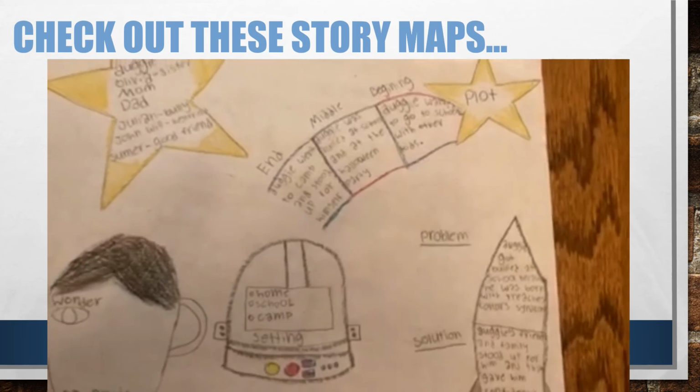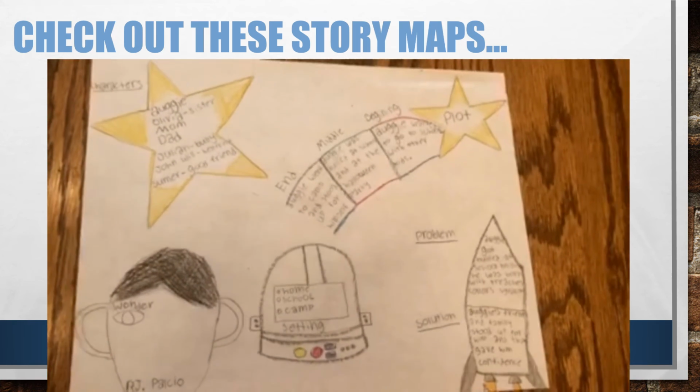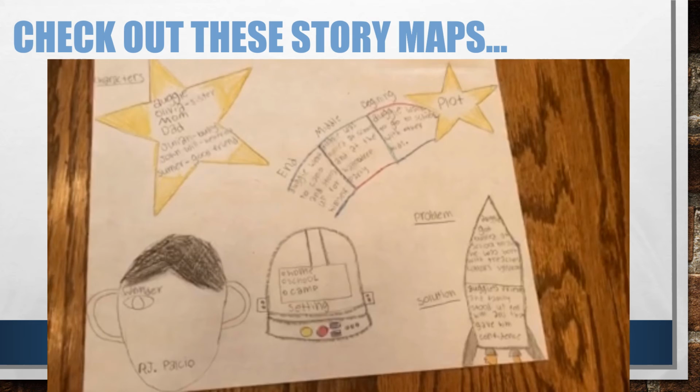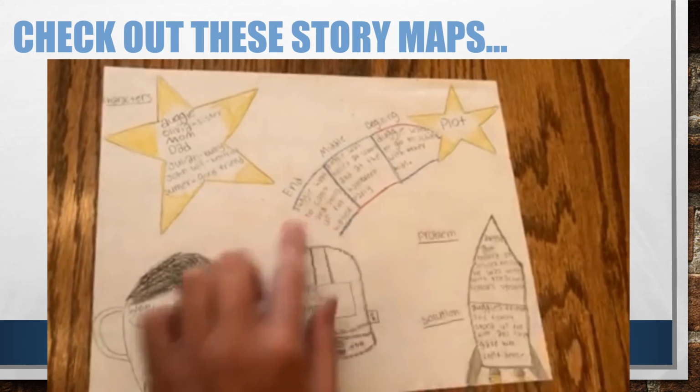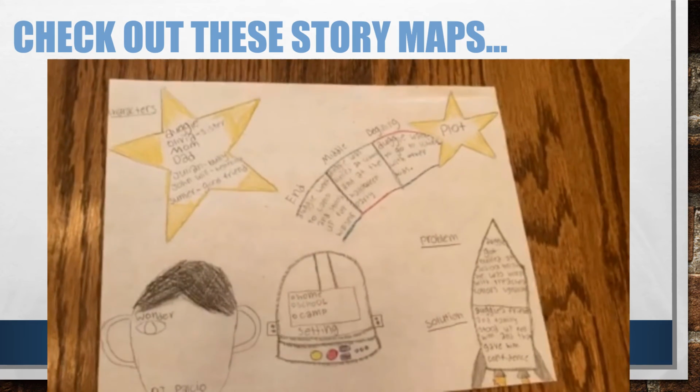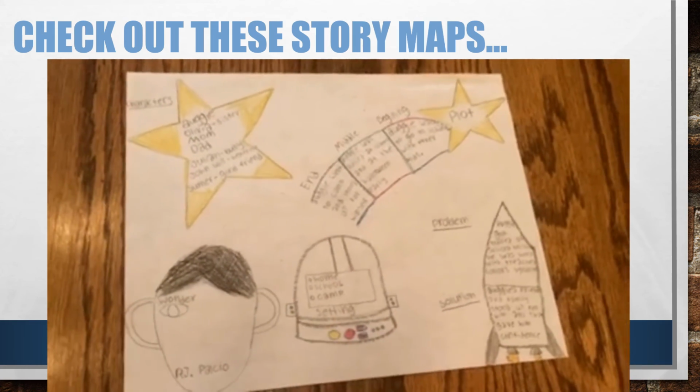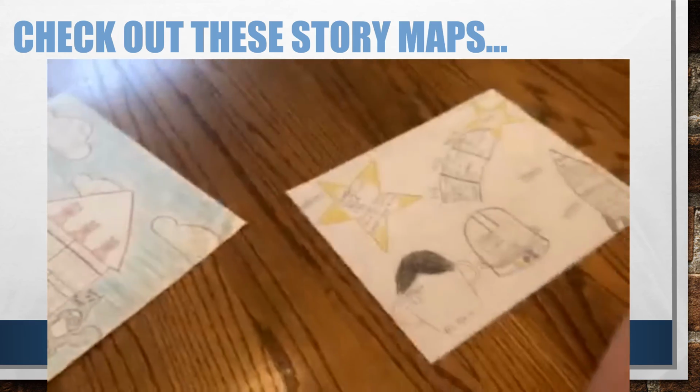Oh, I see it has a space theme. Why did you choose to make a space theme? Because in the book, Augie really liked space and he would wear this helmet around everywhere he went. I am so impressed with both of your creations.